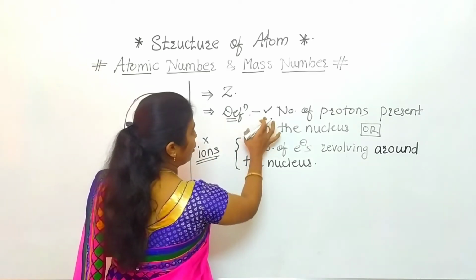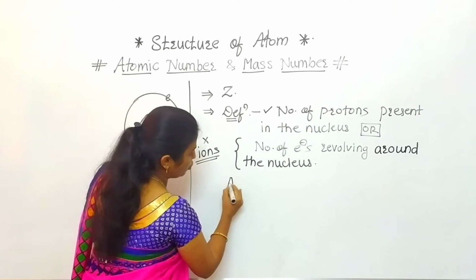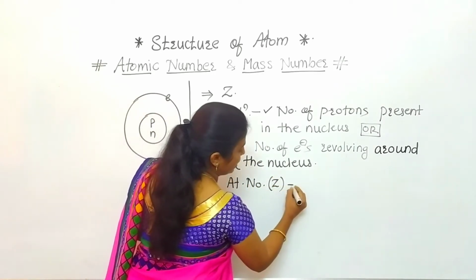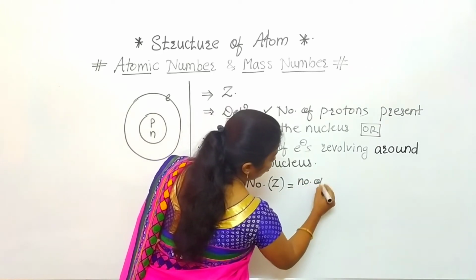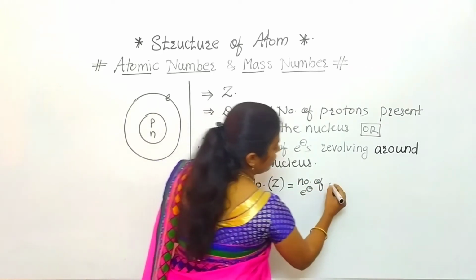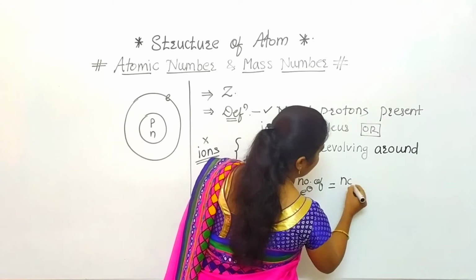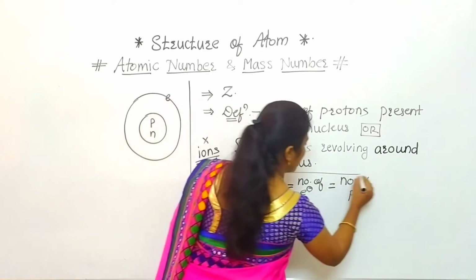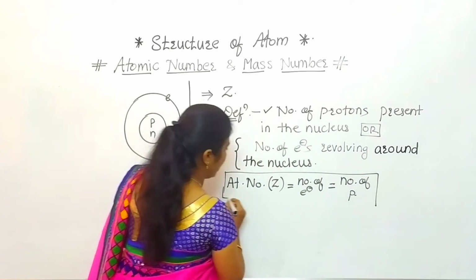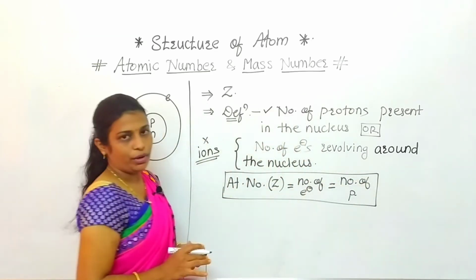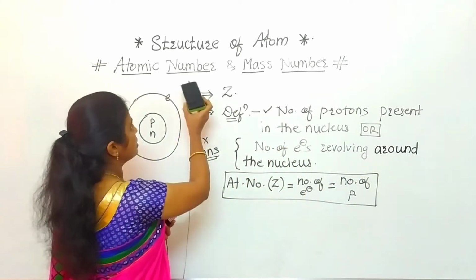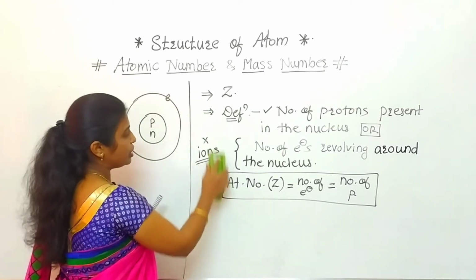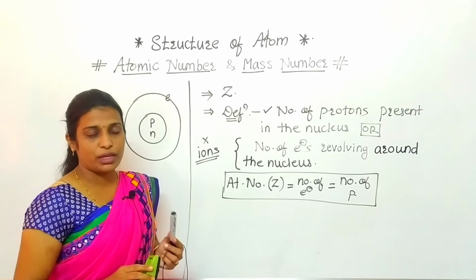Now see, atomic number, which is denoted by the symbol Z, is equal to the number of electrons, which is nothing but the number of protons. So by using this equation also we can define atomic number. In this lecture we will discuss only the atomic number and mass number. So that's all about the atomic number.